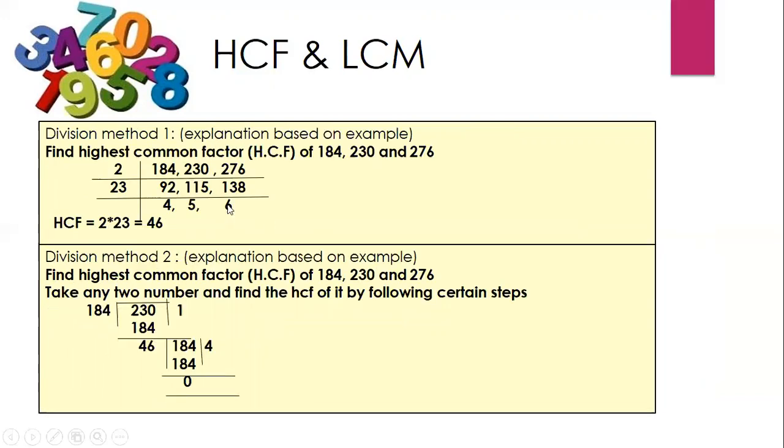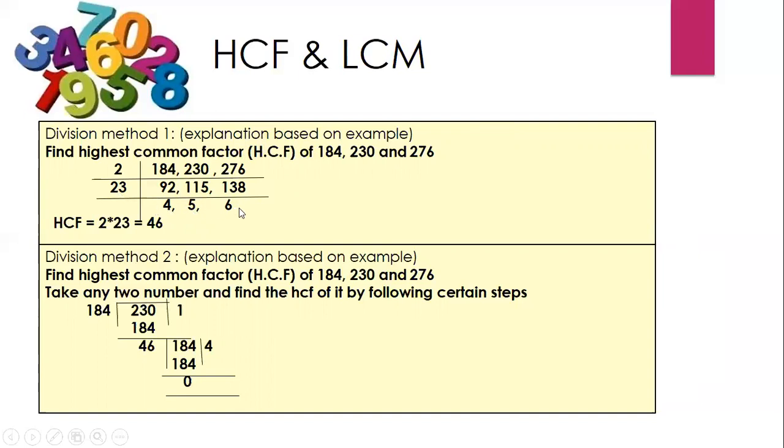Now the division method. We'll take the values 184, 230 and 276. All three numbers are taken simultaneously and divided by a number which divides all three. Here 2 exactly divides 184, 230 and 276. We divide by it, and after that we get 92, 115, 138. All three numbers are divisible by 23, so we get 4, 5, 6 as the new quotients.